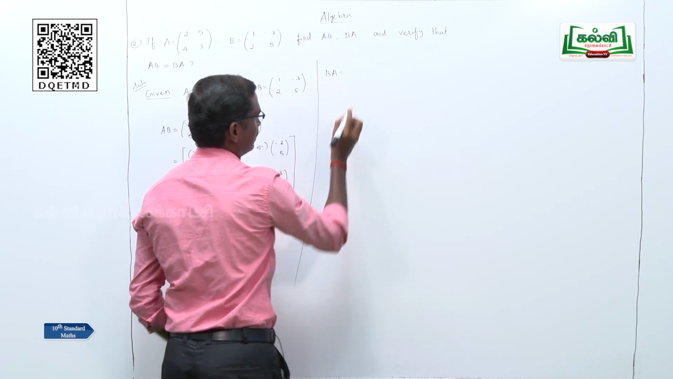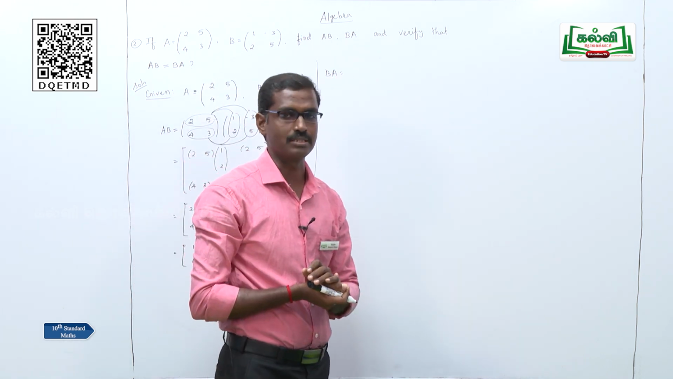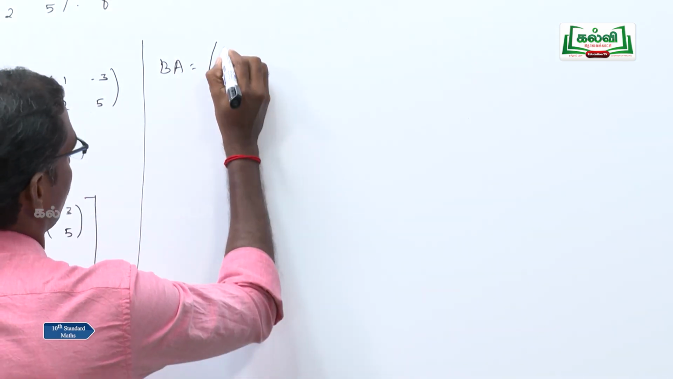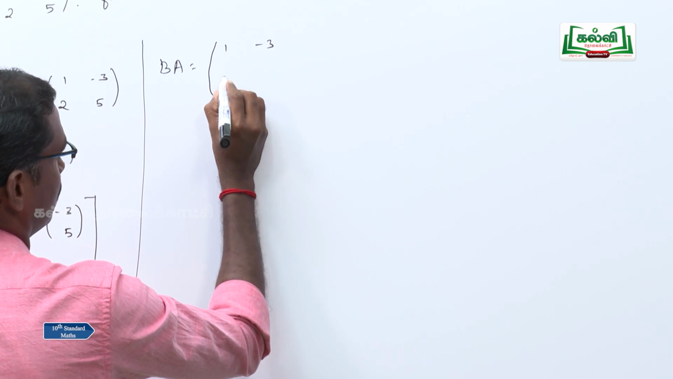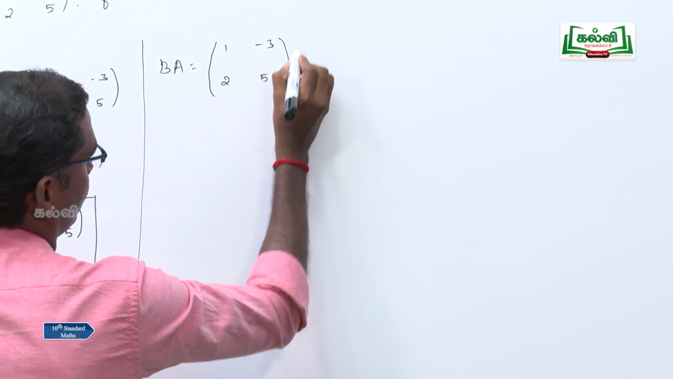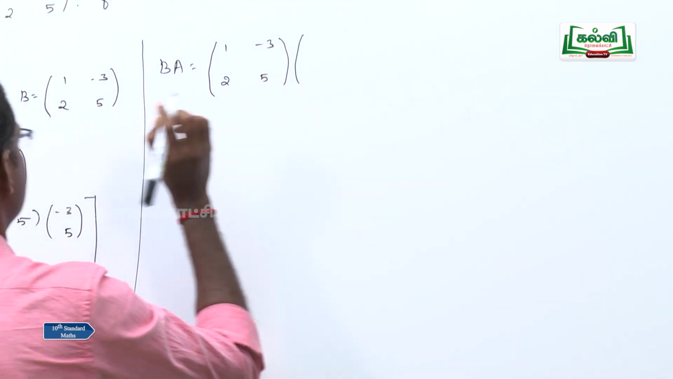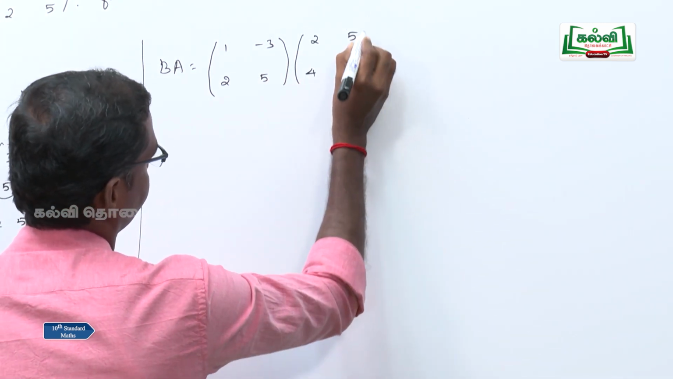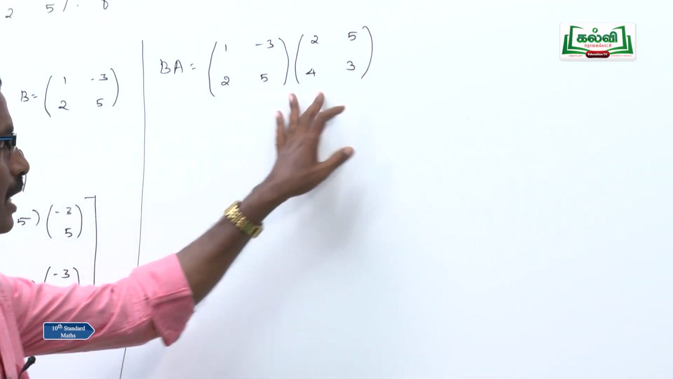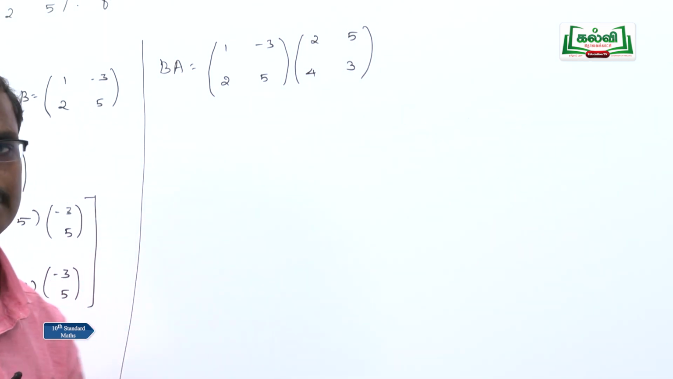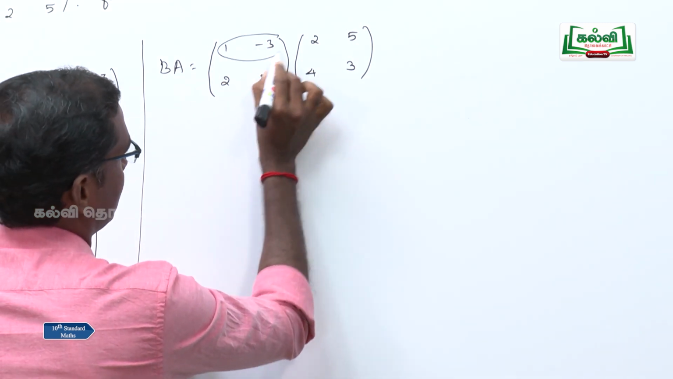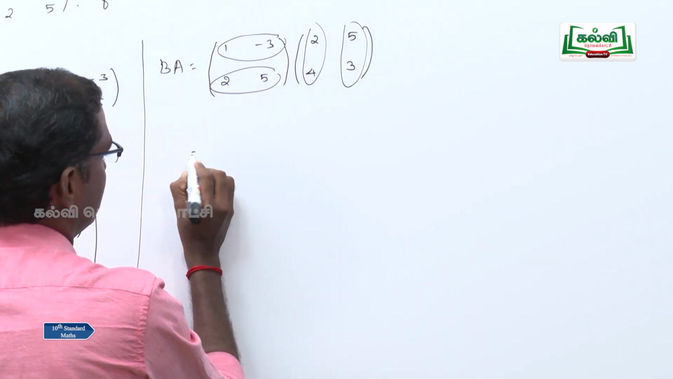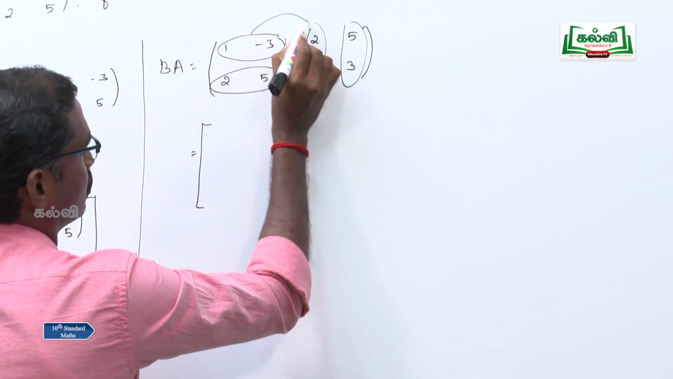BA means write B matrix first, next you have to write A matrix. Elements of B matrix: 1, minus 3, 2, 5. Next write A matrix: 2, 5, 4, 3. Rule for multiplication, yes, row by column. So, circle row wise in first matrix, circle column wise in second matrix. First product, first row, first column.